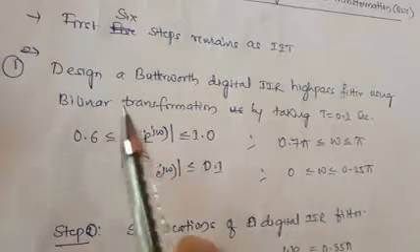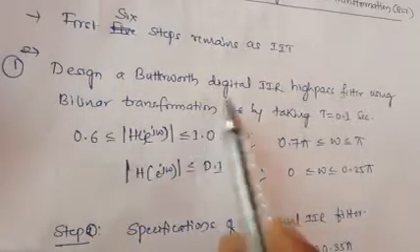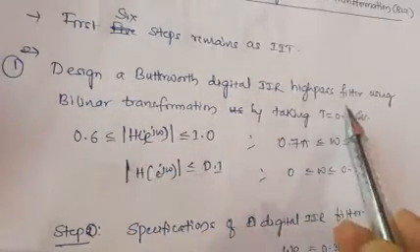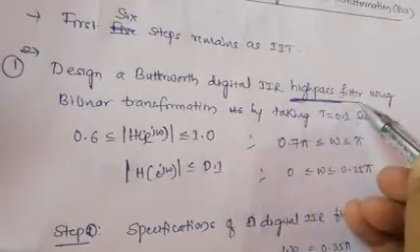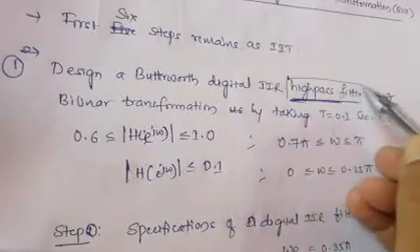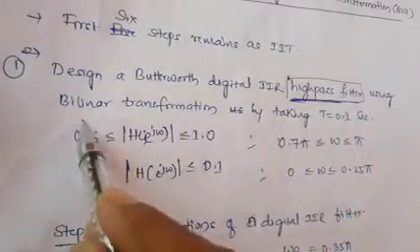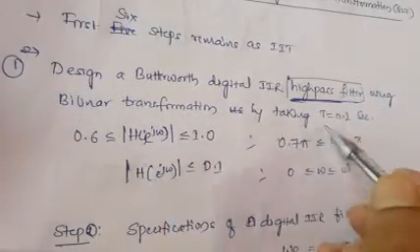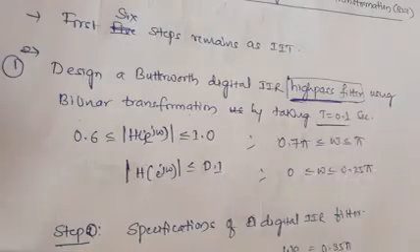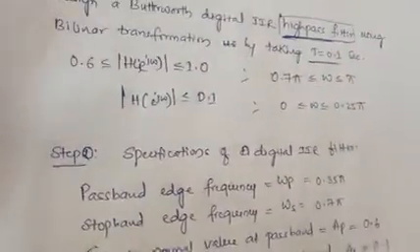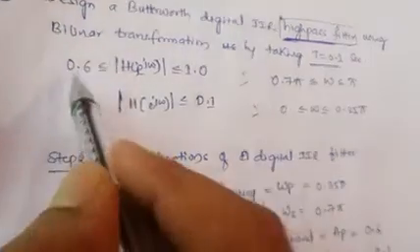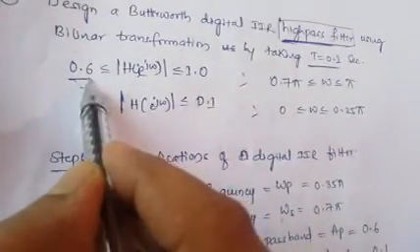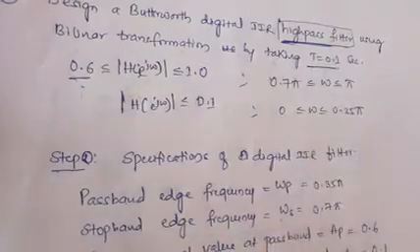Take an example. Design a Butterworth digital IIR high pass filter. See, this point we have to give concentration. A high pass filter is given, using bilinear transformation, by taking the period T equal to 0.1 seconds. These are the specifications. 0.6 indicates that it is the passband gain.